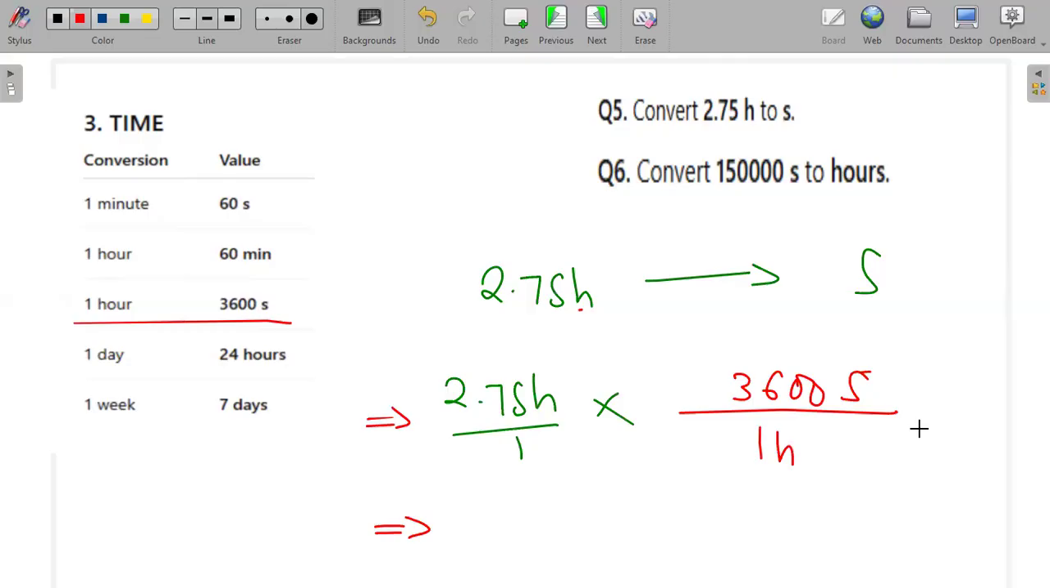Here, we can just multiply now. 2.75 multiplied by 3,600. I'm getting 9,900 seconds, because this hour and this hour are going to cancel. So I'm just remaining with the 9,900 seconds.